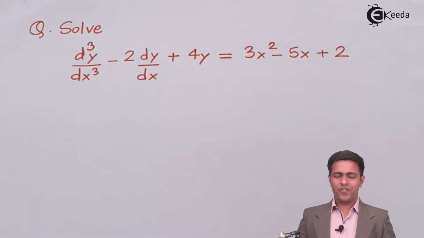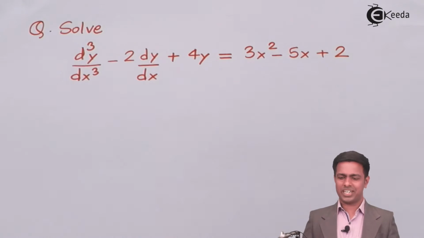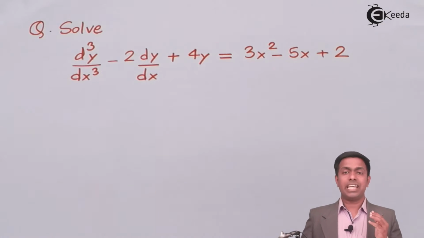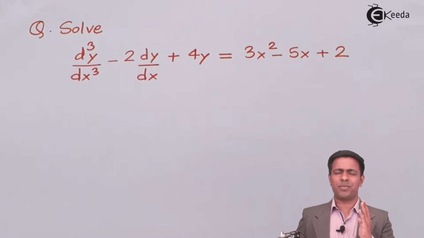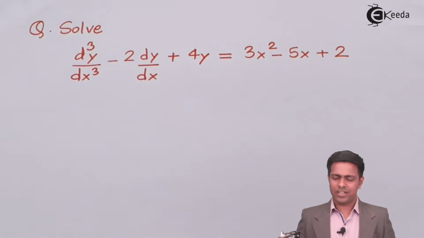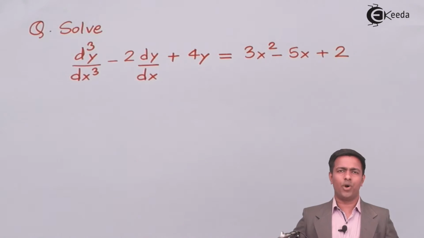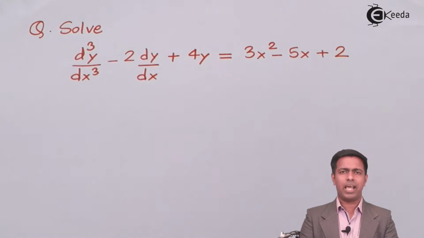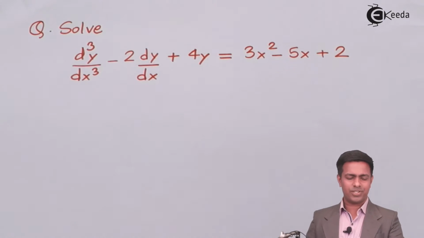So here we have the linear differential equation with constant coefficients as d cube y by dx cube minus 2 dy by dx plus 4y equal to 3x square minus 5x plus 2. Now guys, to get the answer of this question, observe the right hand side, and the right hand side is a polynomial. So whenever we have a polynomial, we have a set of rules which we will apply to get the solution. What are the rules?